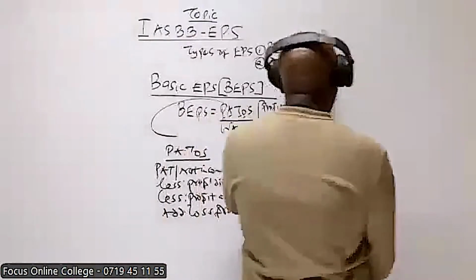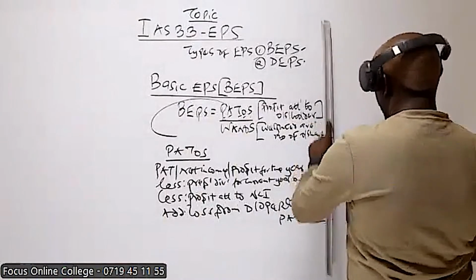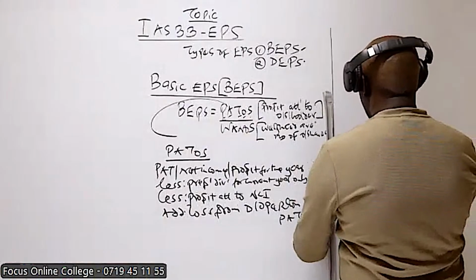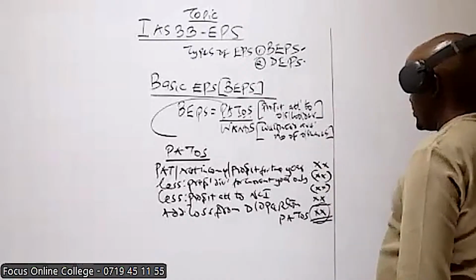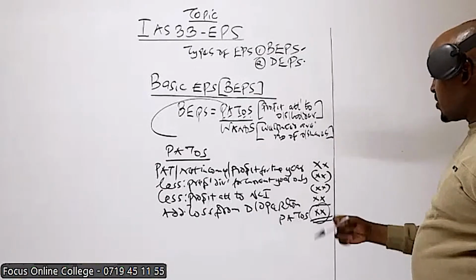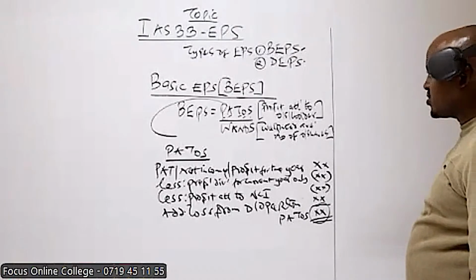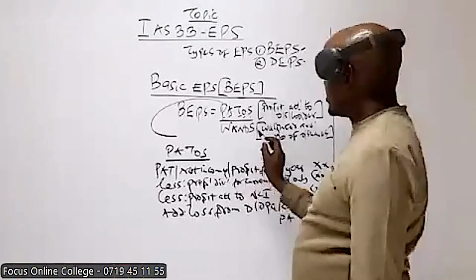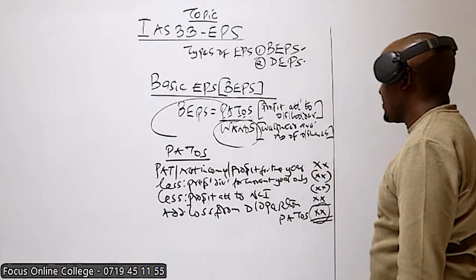Remember, we discussed in length in our previous class how we compute the PATOS, and we also gave more explanation on what we mean by discontinued operations and so on. So in today's session, I want us to look at how we compute this, and then also do a question from a past paper.